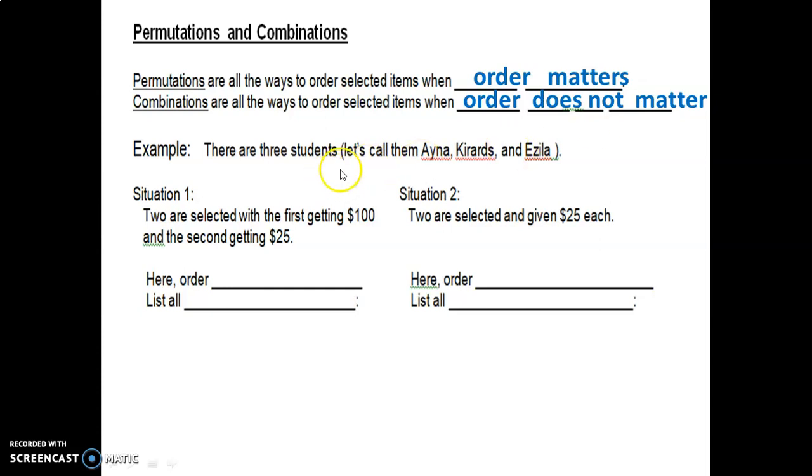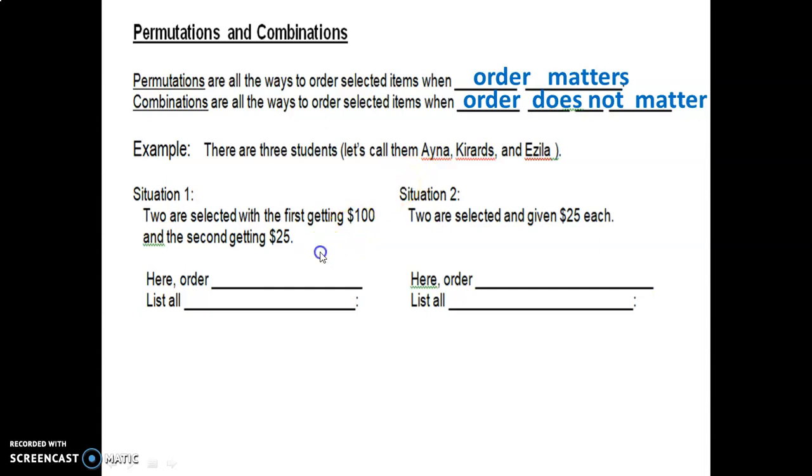So we have three students. Let's call them Ina, Kirards, and Azila. In situation one, two of these three students are selected, with the first one selected getting a $100 prize and the second getting a $25 prize. So in this case, the order you select them in matters, right? Because if you select Azila first, she gets 100, but if you select Ina first, she gets 100. And so it matters if you're first or second.